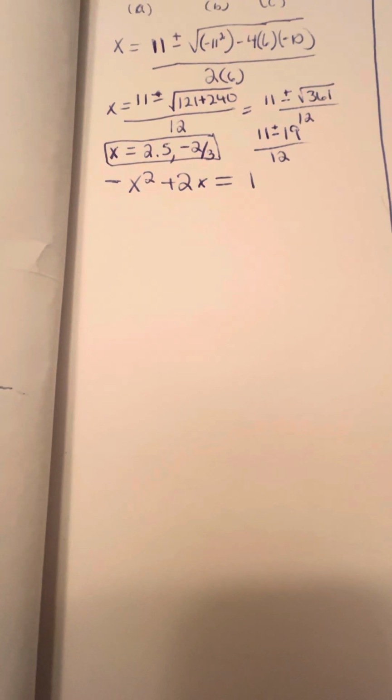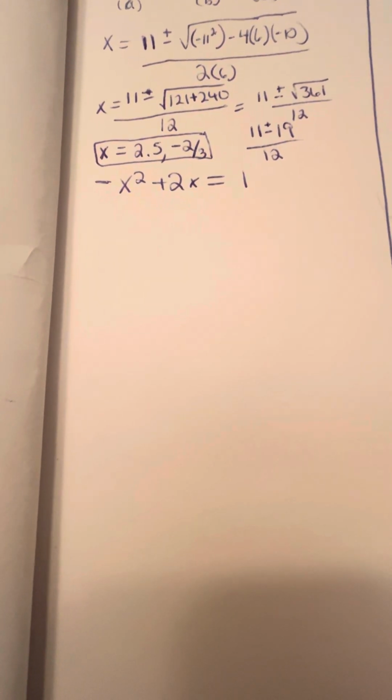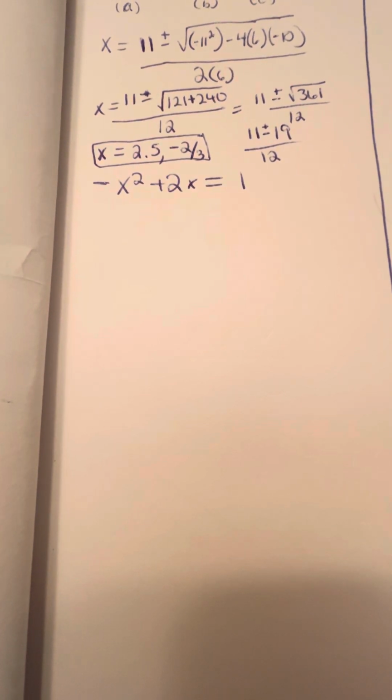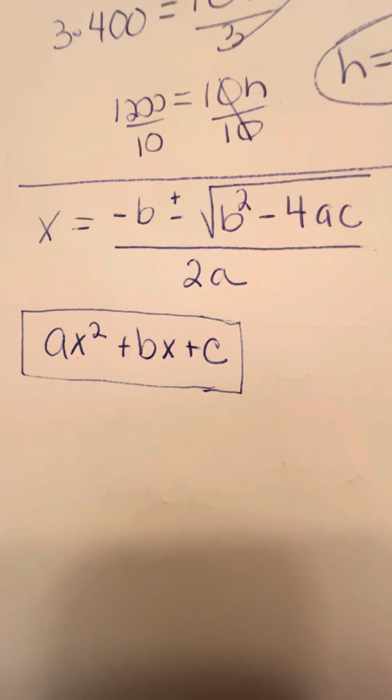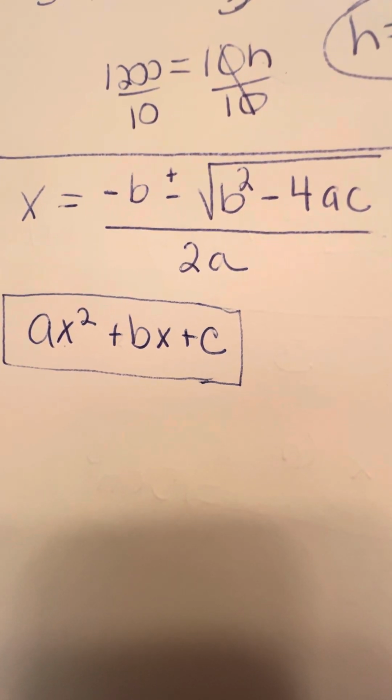All right, I'm back doing some more quadratic formula questions. So we have negative x squared plus 2x equals 1. This isn't quite set up the way we need it to be. When we are looking at the quadratic formula, you can see that this is how the setup is in order to solve for our x values.